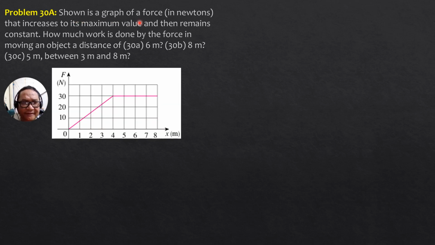Shown is a graph of a force in newtons that increases to its maximum value and then remains constant. It increases from 0 to its maximum value, then it remains constant. How much work is done by the force in moving an object a distance of A, 6 meters from 0 to 6 meters, B, 8 meters, then C, 5 meters between 3 and 8, so that's 5 meters.